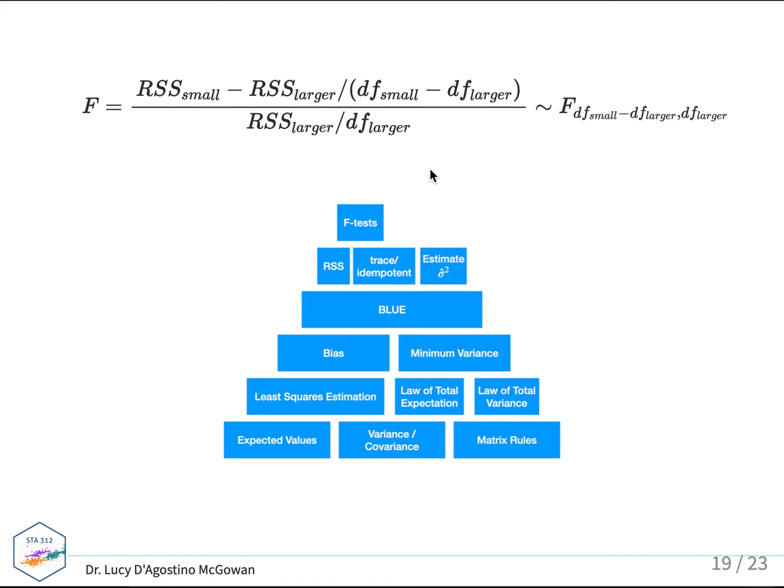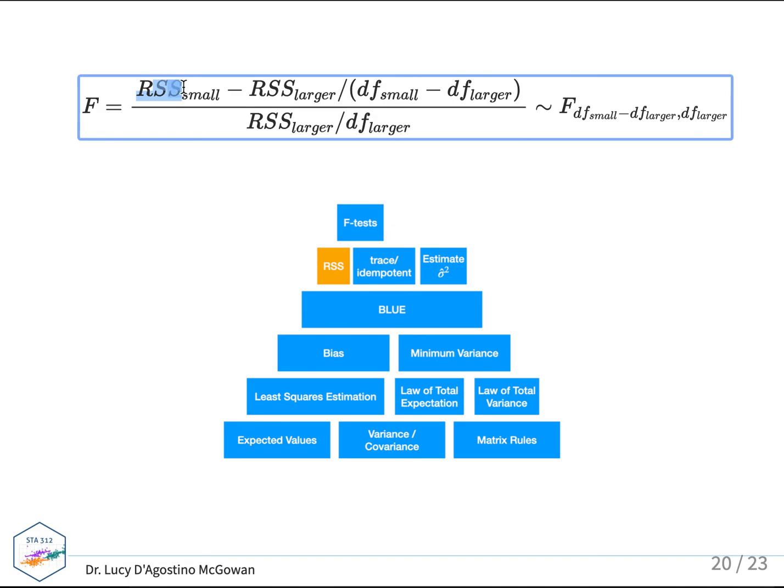Okay, so then we built on that by talking about f-tests. And a big part of the f-test is the residual sum of squares. We talked about how an f-test is a way to compare two models, a small model to a larger model. And we needed to have the residual sum of squares for this small and larger model, which is why we had to talk about how to estimate that via the expected value of that.